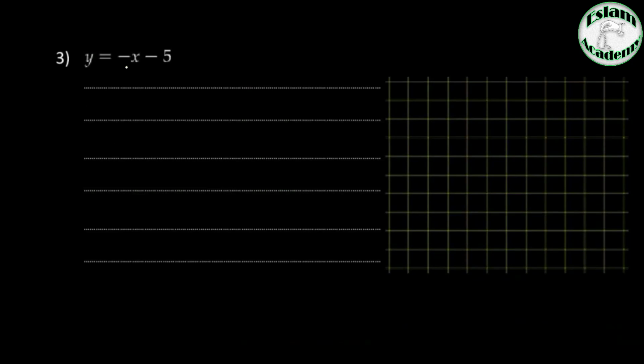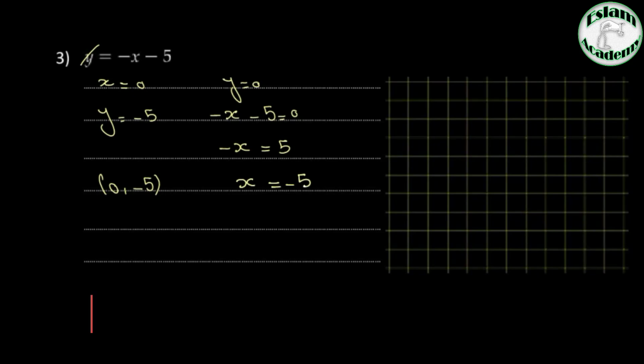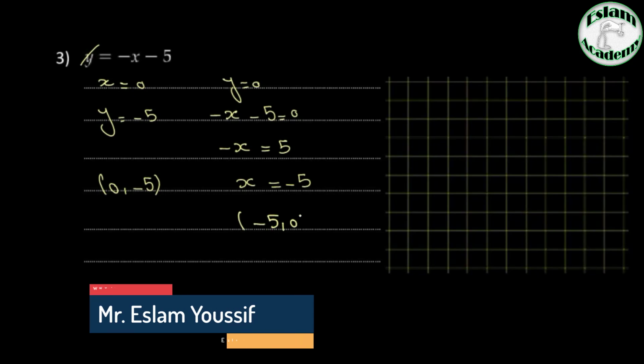Number 3. y equals negative x minus 5. We need to graph the line using x-intercept and y-intercept. Again, x equals 0 and y is equal to 0. If x equals 0, it means y is equal to negative 5. When y equals 0, negative x minus 5 is equal to 0. By solving for the first one, y equals negative 5, so the ordered pair now will be (0, -5). By solving for x, negative x is equal to 5, it means x is equal to negative 5, so the ordered pair will be (-5, 0).